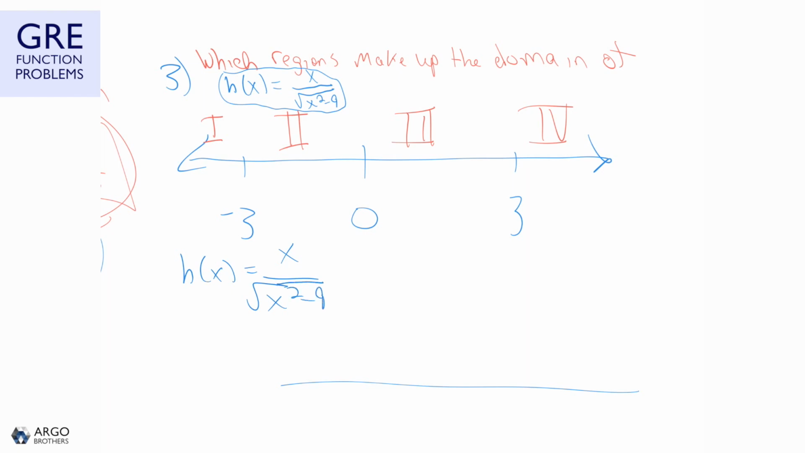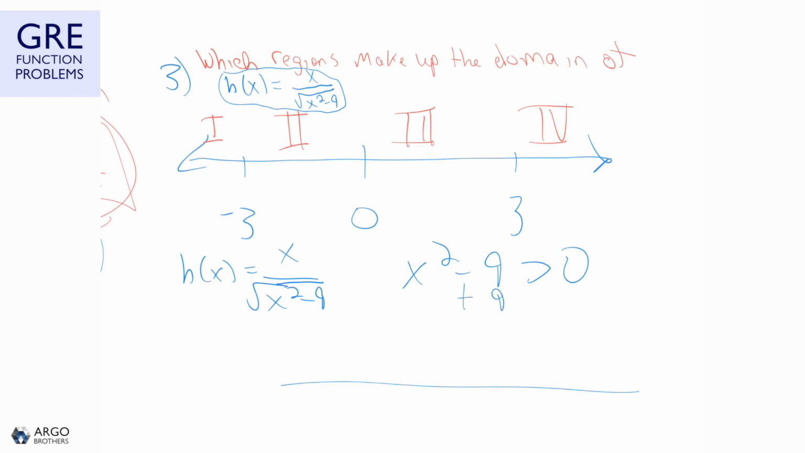Now this square root sign cannot have a negative number underneath it, but also it's in the denominator, so it cannot equal 0. So we know our domain must have the following condition: x squared minus 9 must be greater than 0. And once we solve for this, we know our domain. Another way of doing it is just finding what region cannot be in the domain and then taking the opposite of that, or whatever the leftover regions are. But let's do it this way.